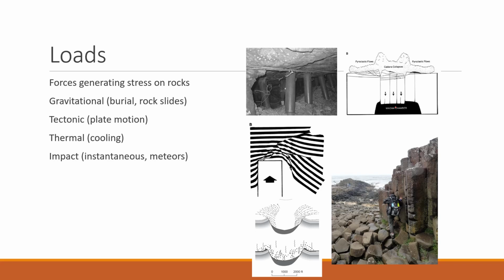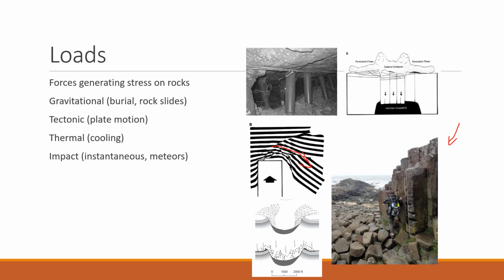We can have tectonic loads. This is a model showing us India crashing into the Eurasian plate, and we can see it's called escape tectonics, but we're basically forcing the plate out. That would be an example of a tectonic load. We can have thermal loads. That's things like cooling. So remember our columnar jointing. That is a shape that is formed in response to cooling.